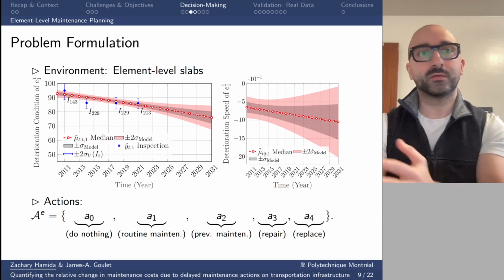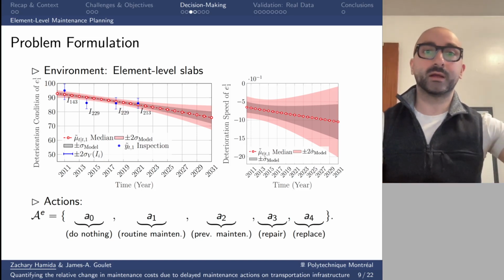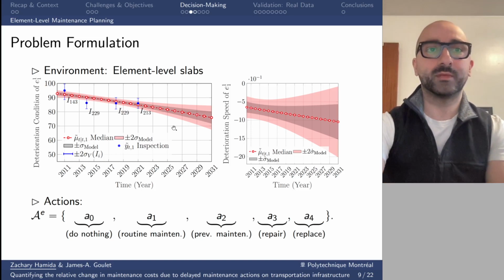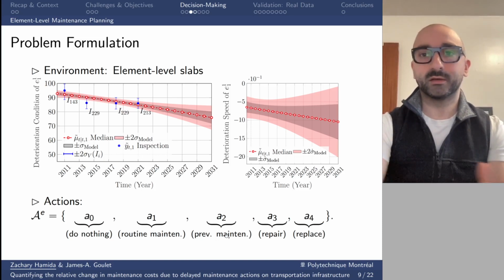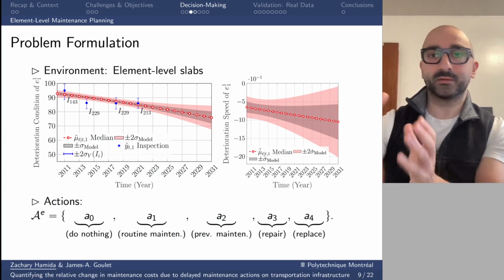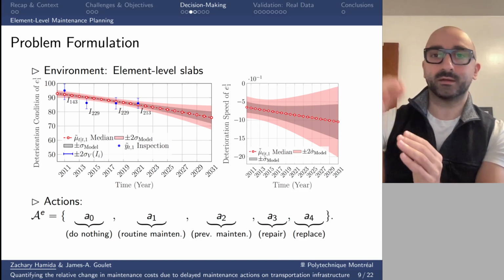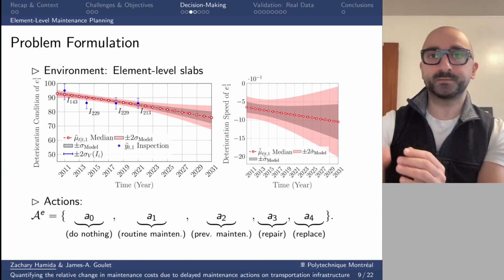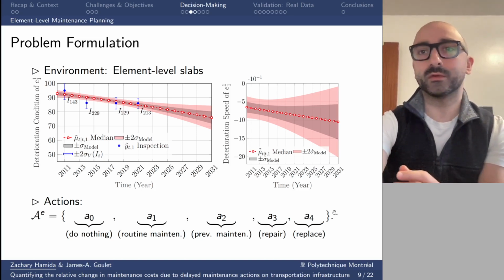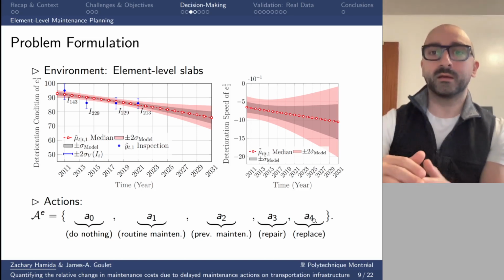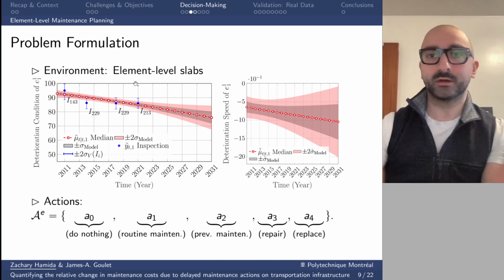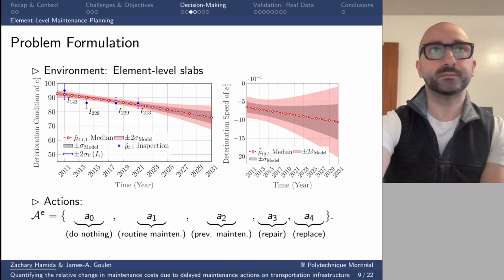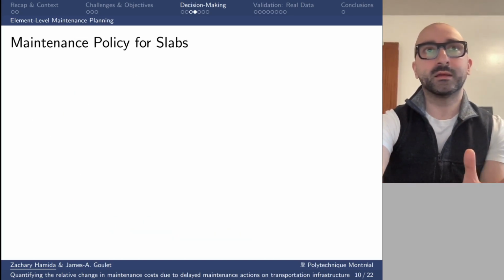Now, on the other hand, the actions that we can take in this environment would be do nothing, which is let the element deteriorate, routine maintenance and preventive maintenance, and repair. These are different kinds of repairs that have different improvement levels. And we also have replace, which is as if resetting the environment at condition 100. You start with a new structural element. So this is really the general idea.